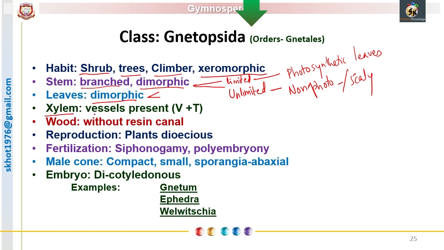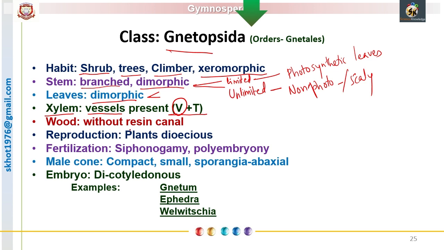The xylem shows presence of vessels. This is the characteristic of Gnetopsida. The vessels are present in angiosperms and these are absent in lower plants. But in gymnosperms, specifically in the class Gnetopsida, we can see the vessels in the wood. That is why this class shows a resemblance with angiosperms. So the wood of Gnetopsida comprises vessels and tracheids in xylem.